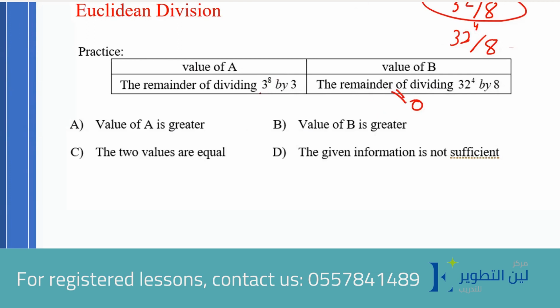How about A? It's the same. Since 3 is divisible by 3, 3 to the 8th power is divisible by 3, so the remainder here is what? 0. So the answer is C.